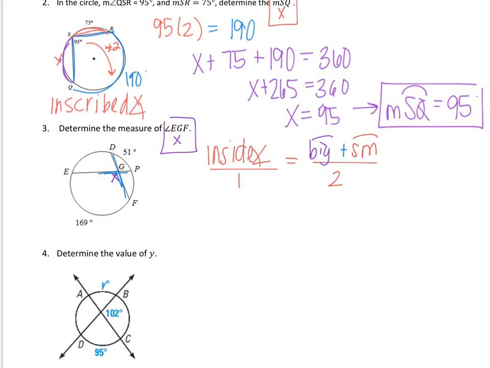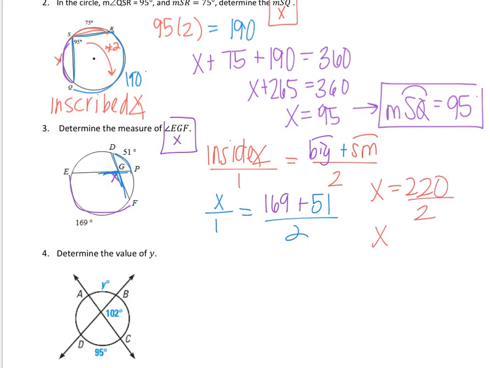Our angle is represented by x, so we have x over 1 equals, find your big arc, the 169, add it to your small arc, the 51, and put it over 2. From here you can add those two numbers on the top and then divide it by 2, just as the equation tells us. So we have x equals 220 over 2, so then x is 110.